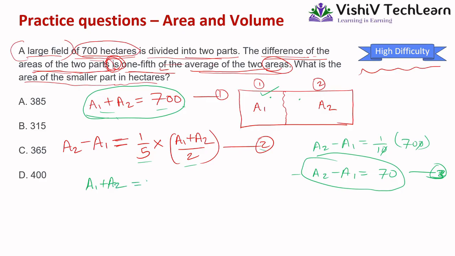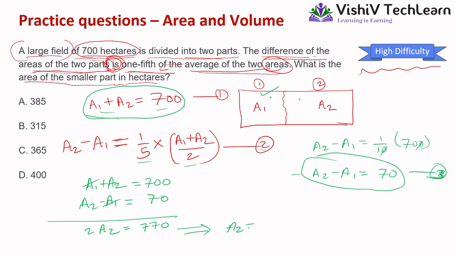a1 plus a2 is 700, and a2 minus a1 is 70. So adding these two, a1 will cancel. So 2a2 is equal to 770, and further a2 will be equal to 770 upon 2, which we can start dividing.